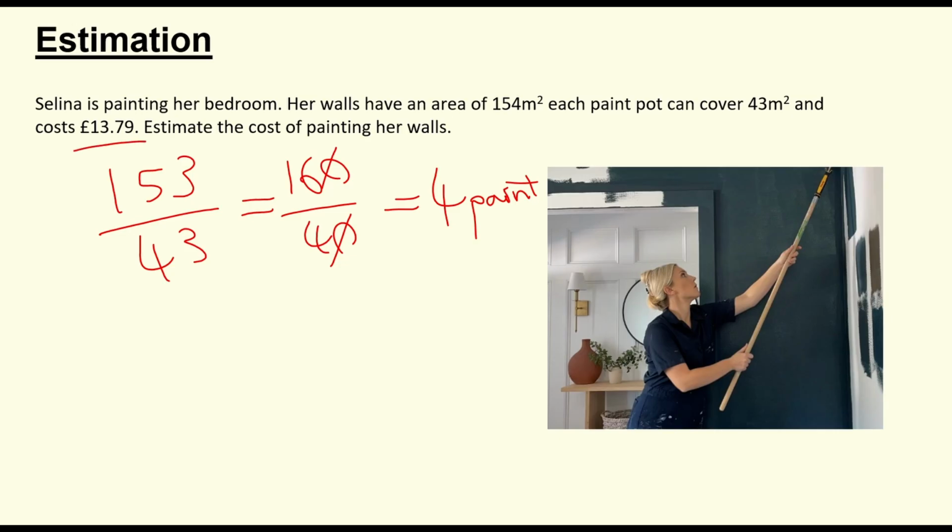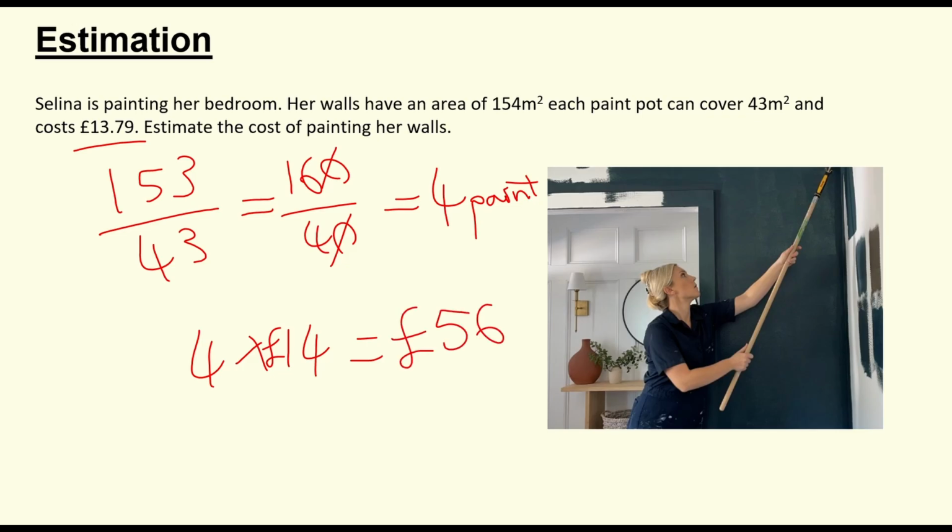Right, 13.79. Again, I don't want to do that. I don't want to do 4 times £13.79. So again, I'm going to say, well, let's round that to £14 instead for a cost of about £56.